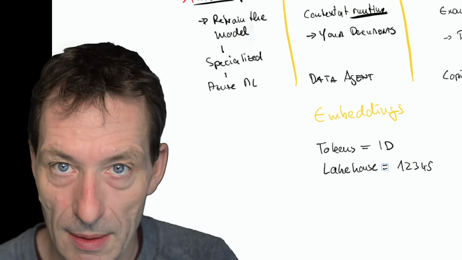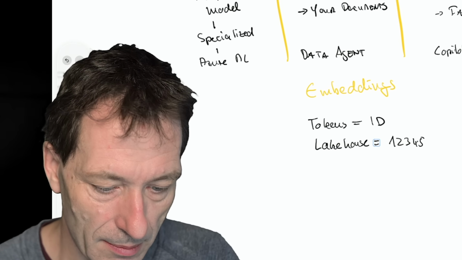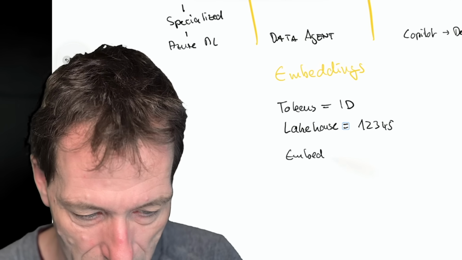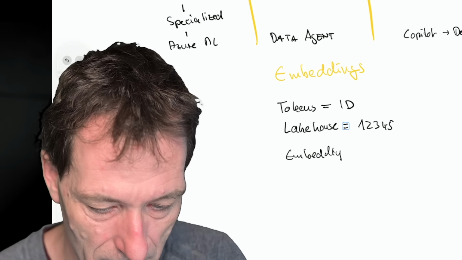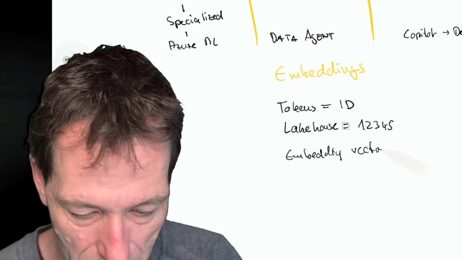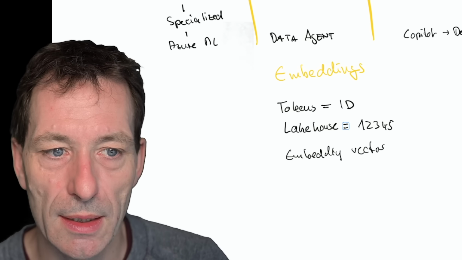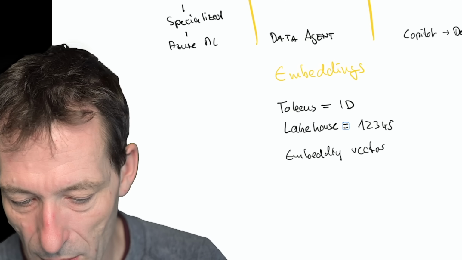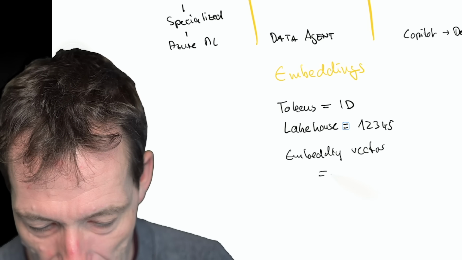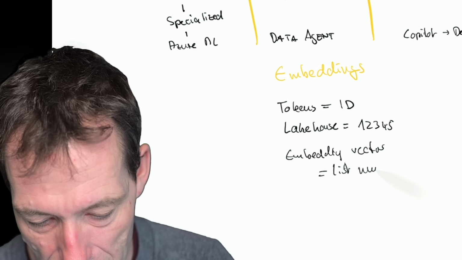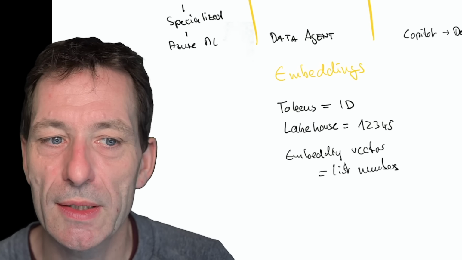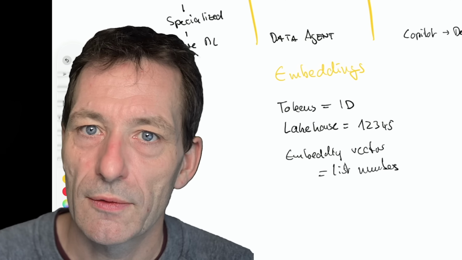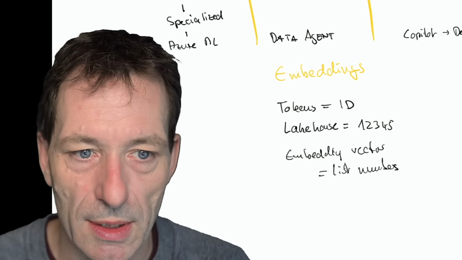They are not just numbers, they are meanings. So an embedding vector is a list of numbers. And a model like text-embedding-ada-002 produces 1536 dimensions out of those vectors.